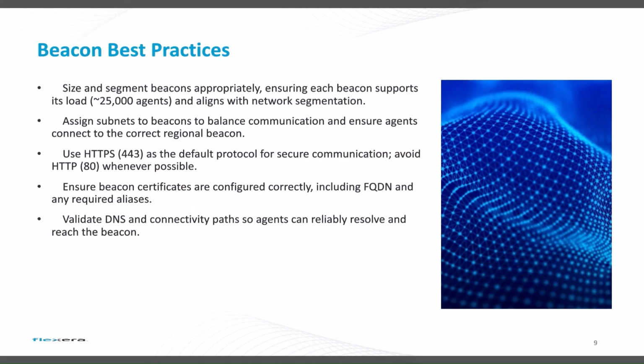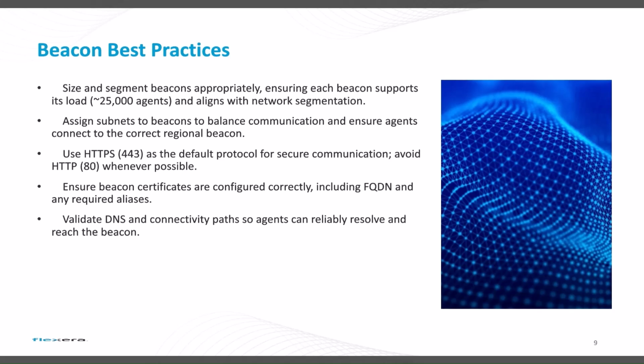Now that we've gone over the requirements, let's summarize it all with some best practices surrounding the beacon. When deploying beacons, start by sizing and segmenting them appropriately. Each beacon can support roughly 25,000 agents, so align beacon placement with your network segmentation to ensure agents reach the correct beacon. Next, assign subnets to each beacon. This helps balance communication loads and ensures agents connect to the appropriate regional or segmented beacon.